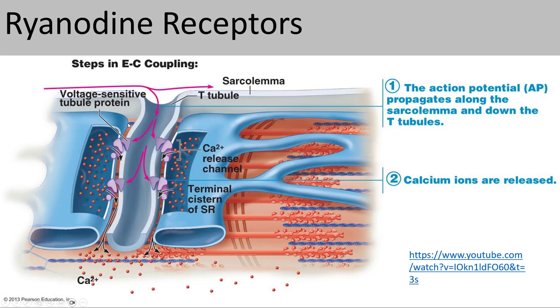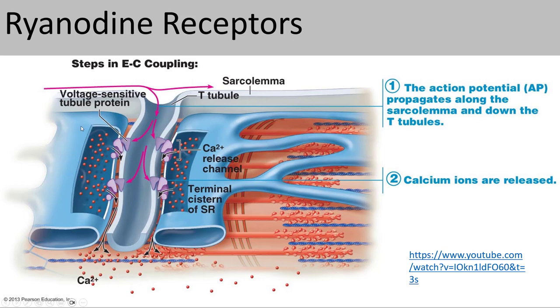So let's look real quick to see exactly how this triad is laid out. Here's one terminal cistern. Here's the other terminal cistern. They are being held to the T-tubule by those ryanodine receptors. And if we look closely, we see the rest of the terminal cistern is not bumped directly against the T-tubule. There is some space there. When the action potential gets to the ryanodine receptor, it causes it to change shape. It opens.